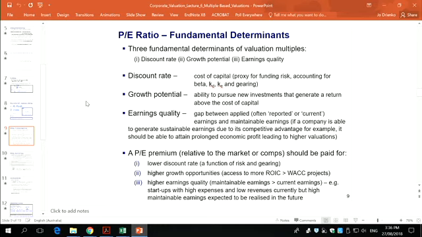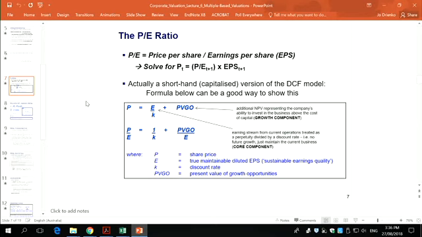So, a very important slide. If you get this slide, you sort of get where the ratios come from and what moves a ratio. What moves a ratio like PE is this goes down, or growth opportunities go up, or this gap, the gap between maintainable and reported earnings, is very high, it grows.